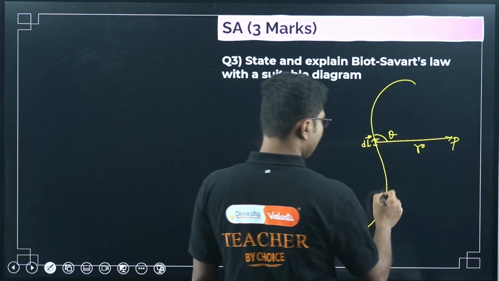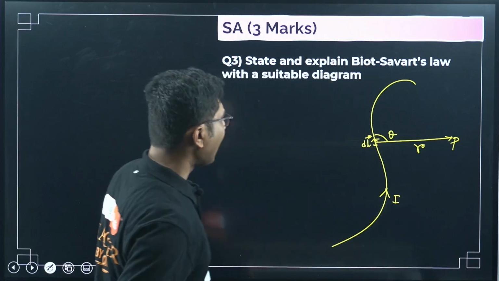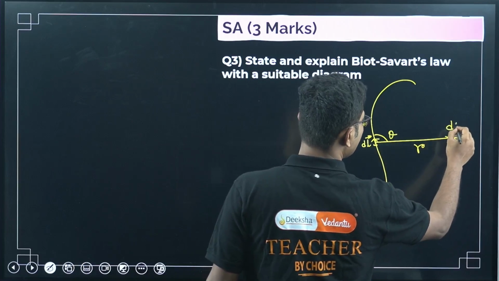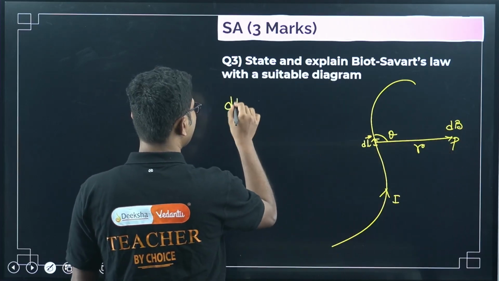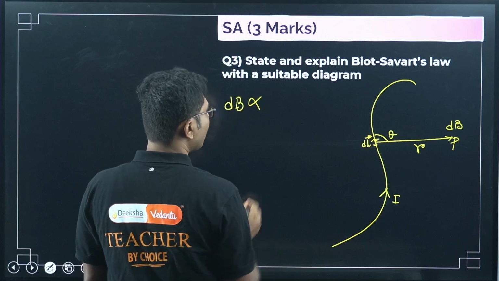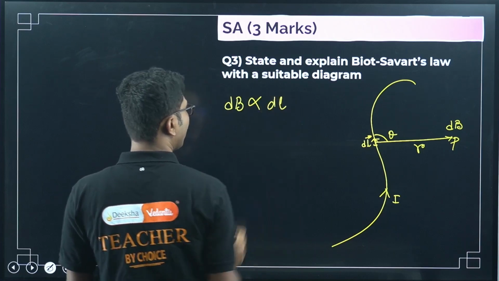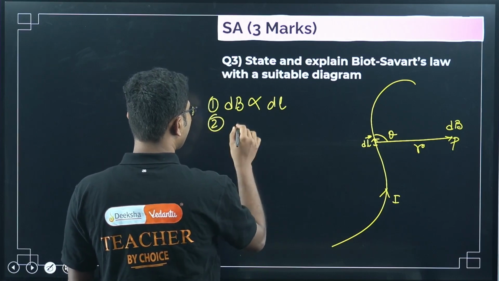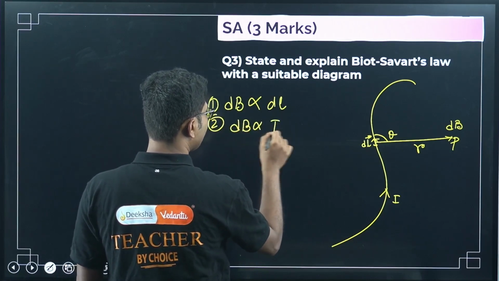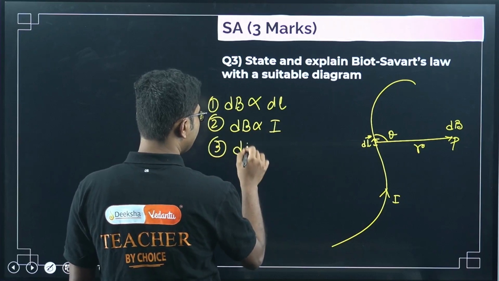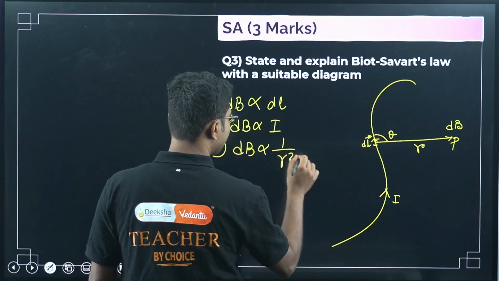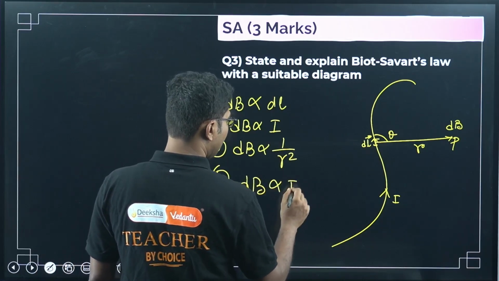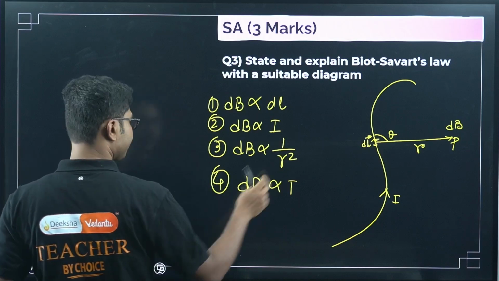Current I is flowing in the circuit. Then, according to Biot-Savart's law, the magnetic field produced here, say dB, is directly proportional to the length of the element dl. We are not using vector form here. Number 2, dB is directly proportional to the current flowing in the circuit. Number 3, dB is inversely proportional to the square of the distance. And number 4, dB is proportional to the sine of the angle theta.